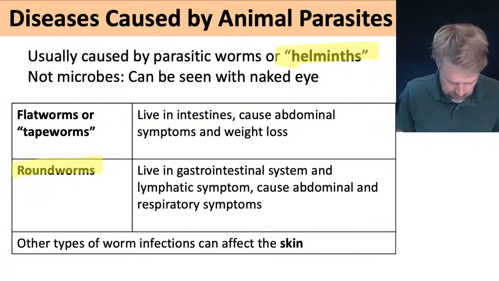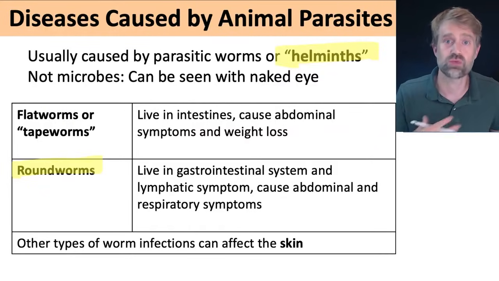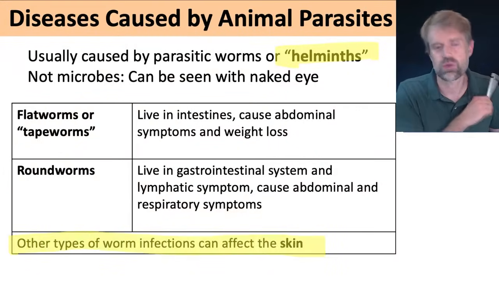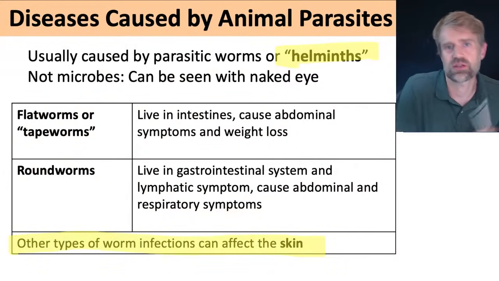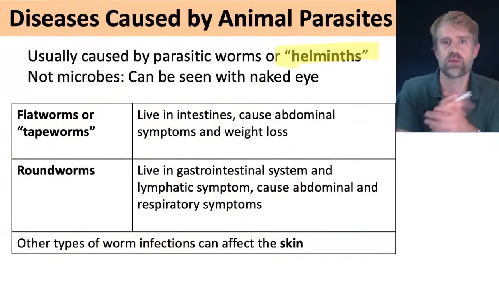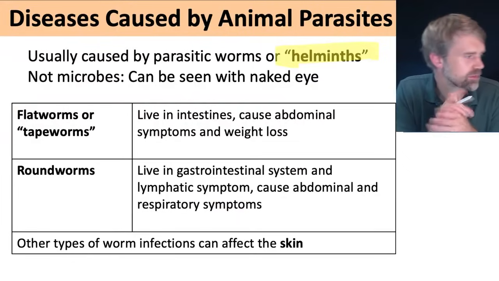Roundworms can infect the GI system and the lymphatic system. They can cause abdominal problems. They can cause respiratory symptoms. And there are other types of worm infections. We're not going to worry about them too much, but they can also infect the skin. But you should focus mostly on these helminths, roundworms, tapeworms, flatworms, stuff like that.